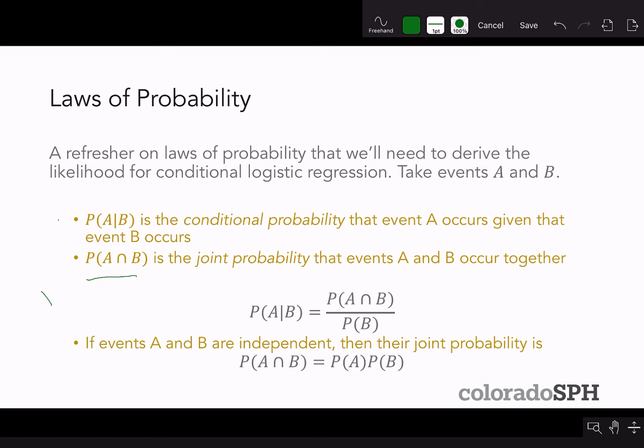And then you can relate the conditional probability to the joint probability through this law that I call the law of conditional probability, which is that probability A given B is the joint probability of A and B over the probability of B. And if events A and B are independent, then for their joint probability, you can just multiply them together. And we've used this a bunch in deriving the likelihoods.